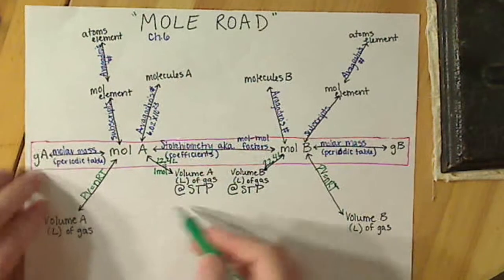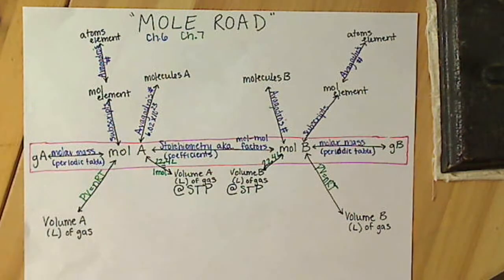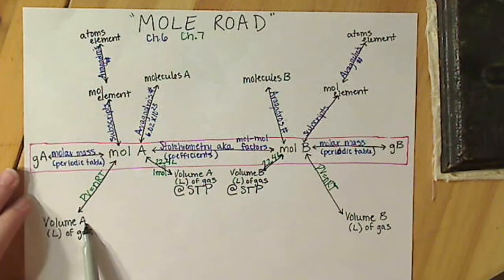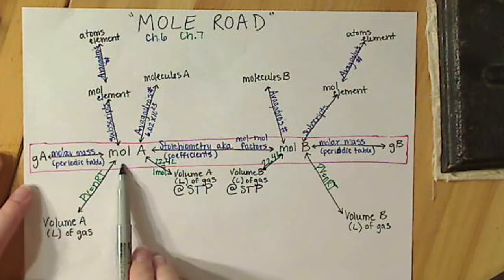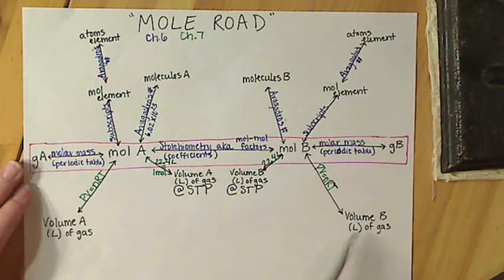So the values shown in green here are basically what we've added to our mole road for chapter 7. So let's go back to our notes and show an example where we can utilize this mole road. I'm going to choose an example that's not at STP so that you can see the full pathway of going from volume of gas A to moles of A to moles of B to volume of gas B.